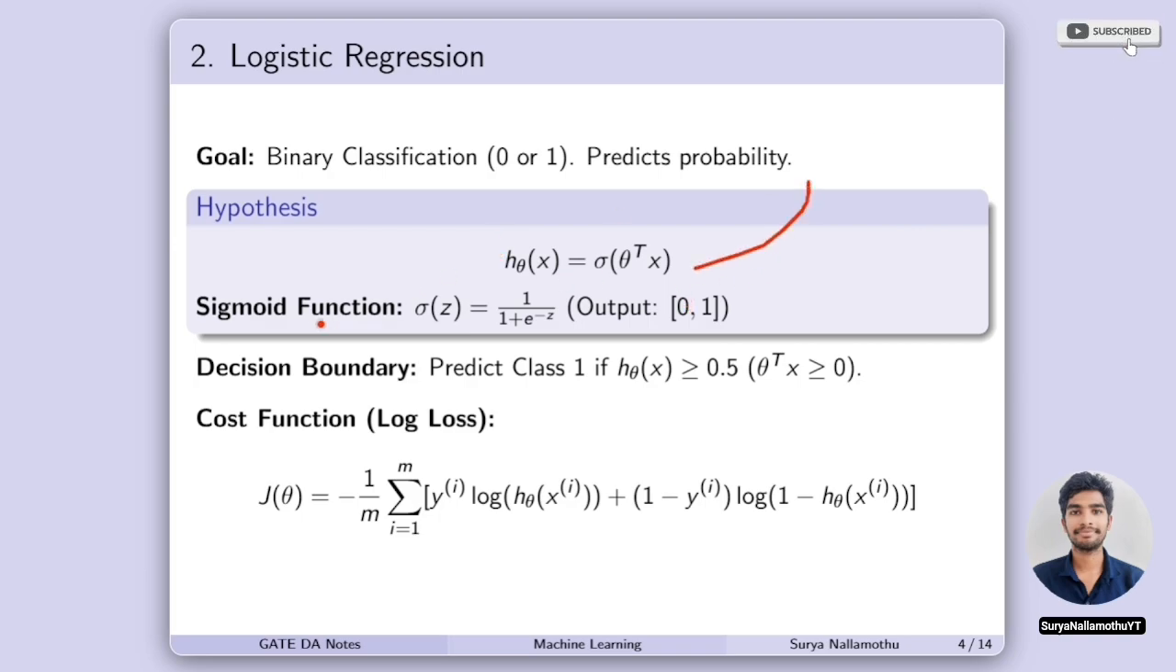And next, the sigmoid function. Here we show that this is the sigmoid function, and next one is the decision boundary. It predicts class 1. Here we show the decision boundary form: the probability must be greater than 0.5. Here this is the formula for the log loss, the cost function.